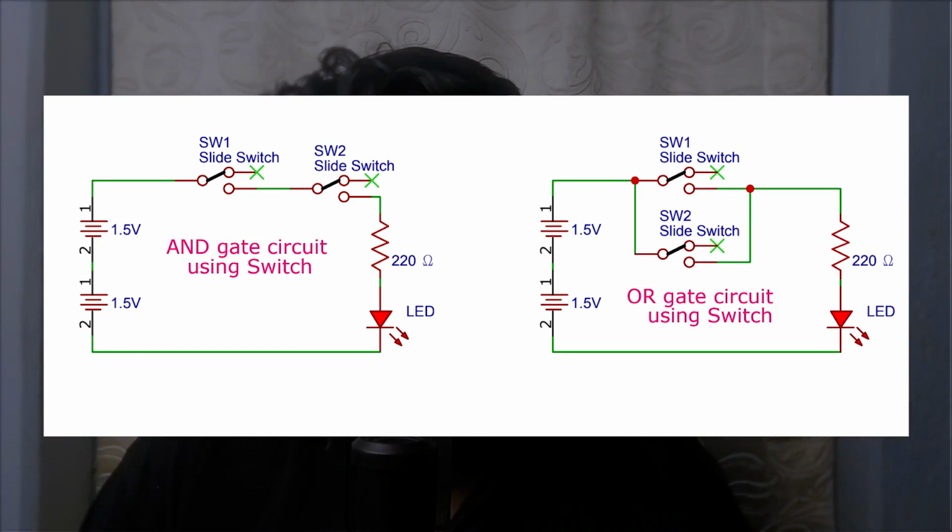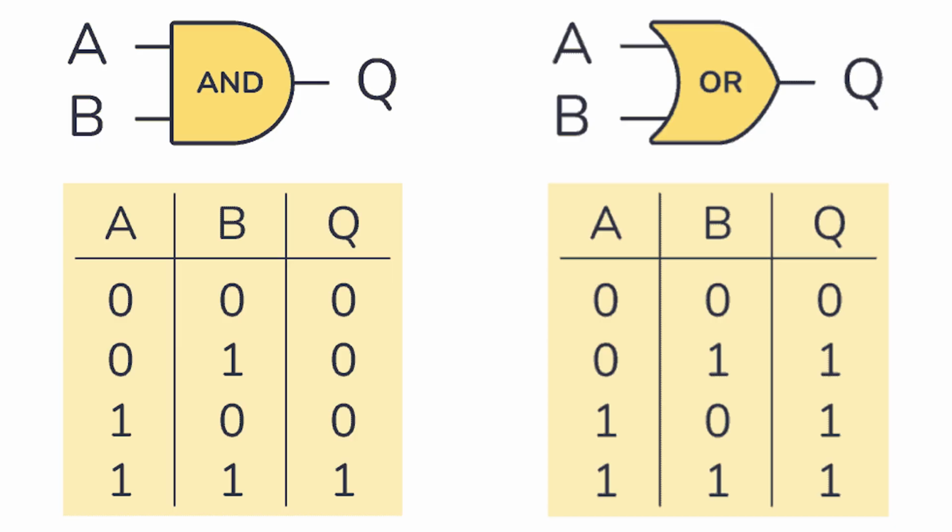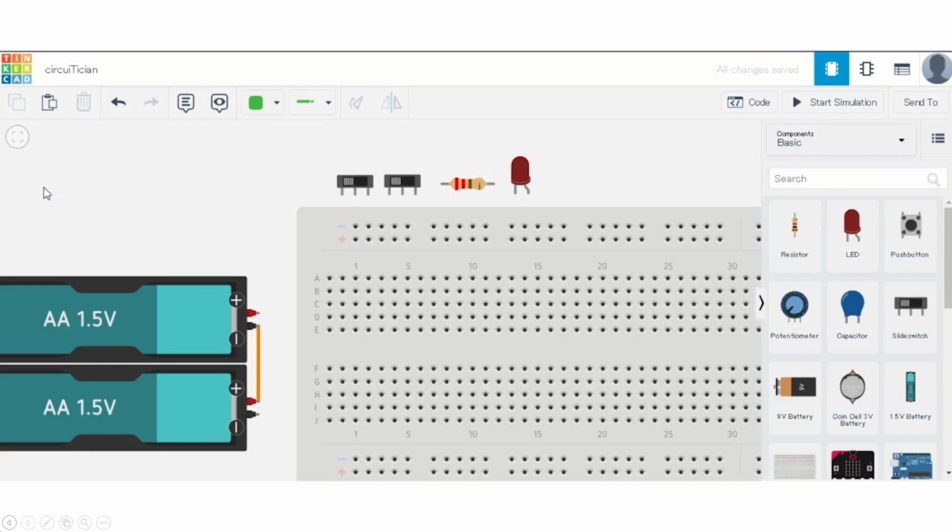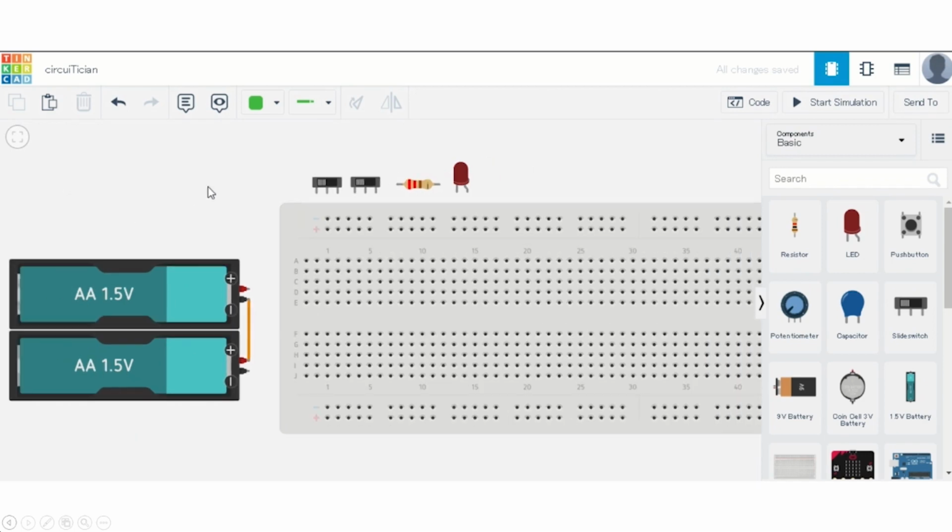And here we are not using traditional 74 series ICs. Instead we are using some push buttons and an LED for the output. And these are the truth tables of AND gate and OR gate. So here first we will make the circuit of the AND gate.